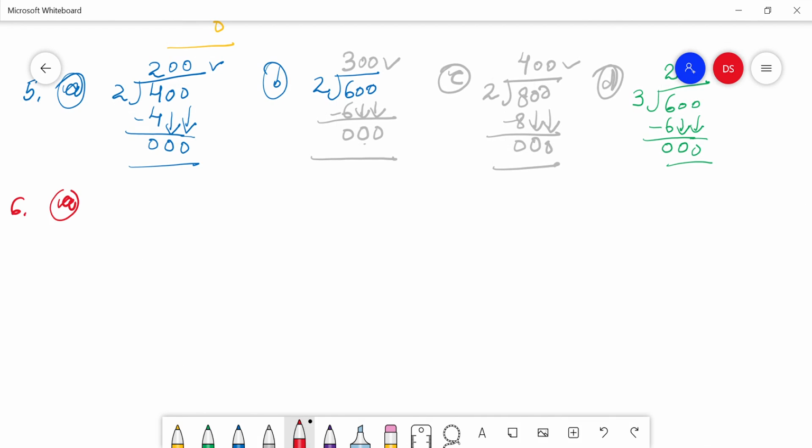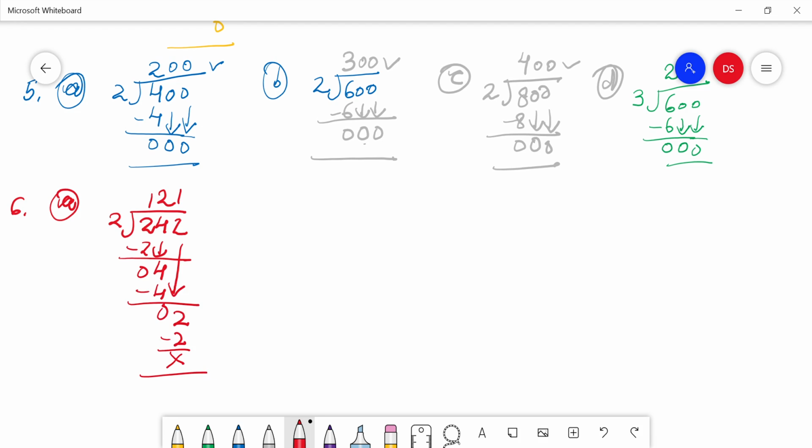A part. The dividend is 242. We have to divide it by 2. 2 ones are 2. This is 0. Next digit is 4. 2 twos are 4. This is 0. Next, the last digit is 2. 2 ones are 2. The answer is 121.